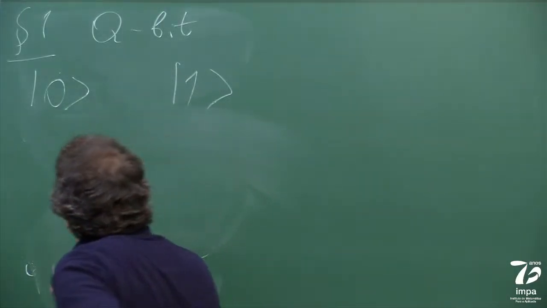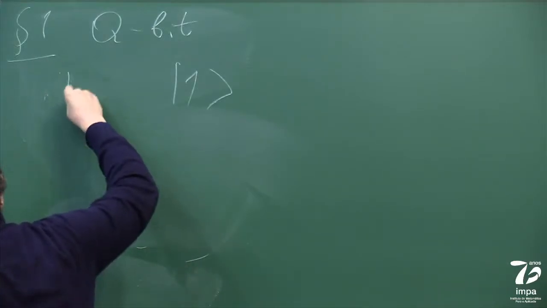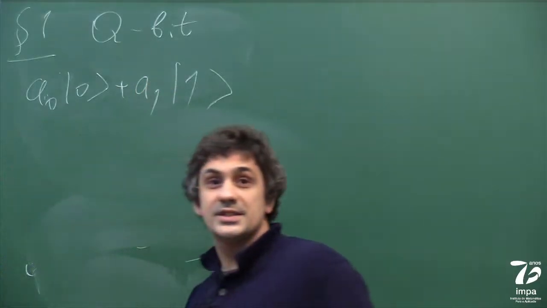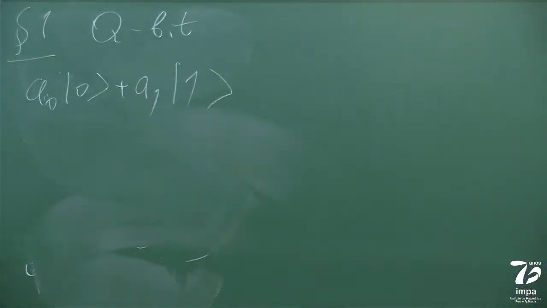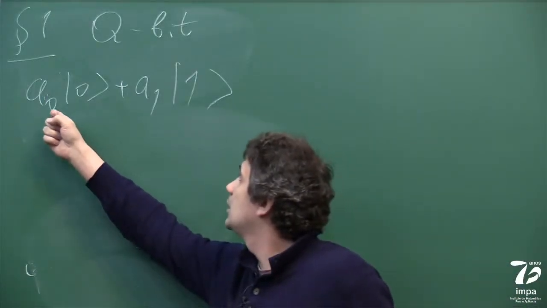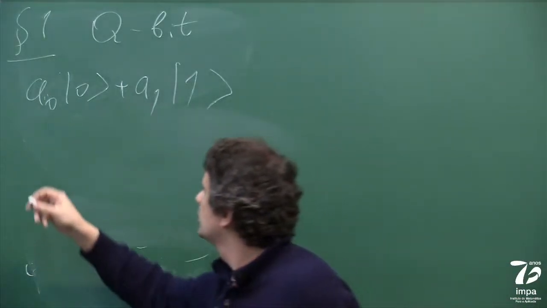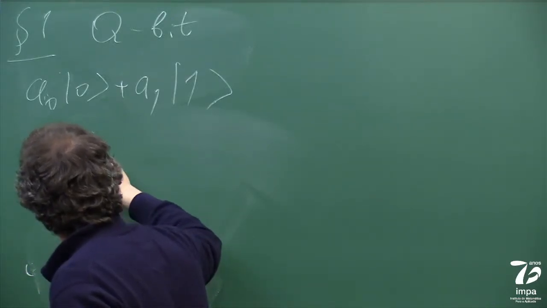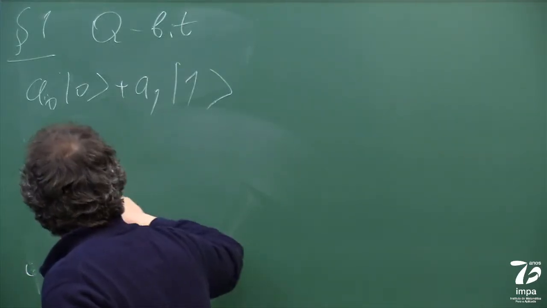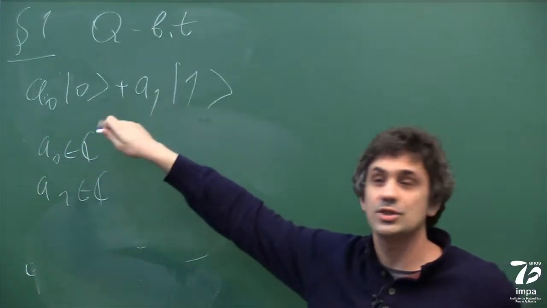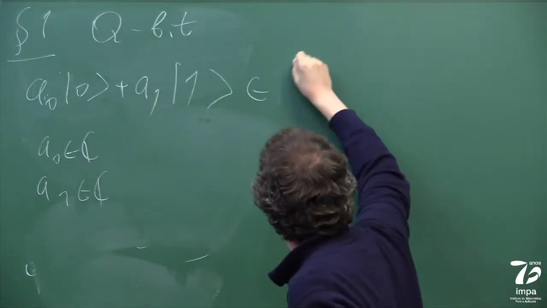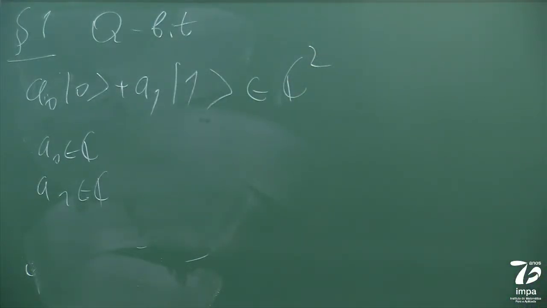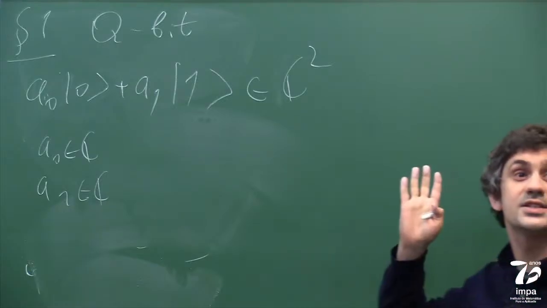And let me consider this as the following. The state of one qubit is a vector. A0 is a complex number, A1 is a complex number. You can consider this notation as an element of C squared, of two-dimensional complex linear space. And this is the state of one qubit.